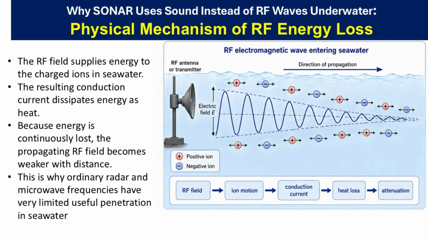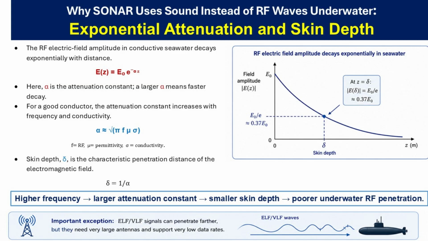Transition. To measure how rapidly the RF field decreases, we use the attenuation constant and the concept of skin depth. The electric field amplitude of an RF wave decreases exponentially as it propagates through conductive seawater. Here, alpha is called the attenuation constant. A larger value of alpha means that the signal decreases more rapidly. For a good conductor, attenuation increases as frequency and conductivity increase.